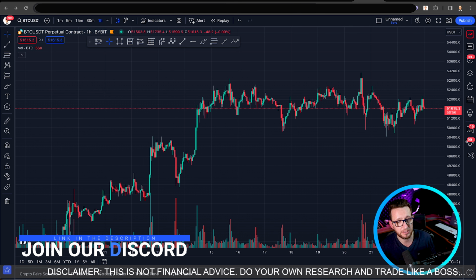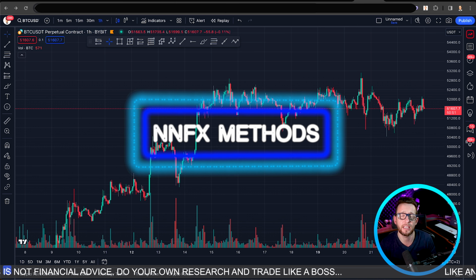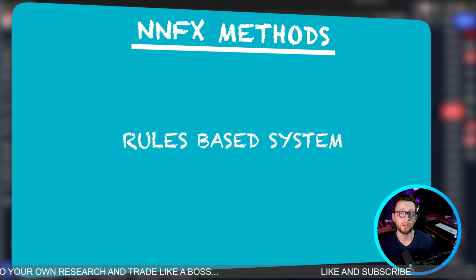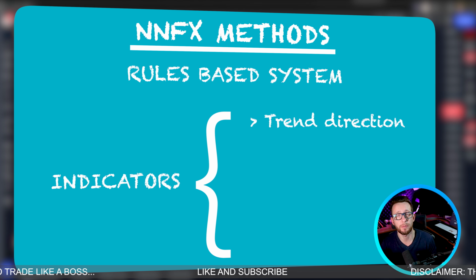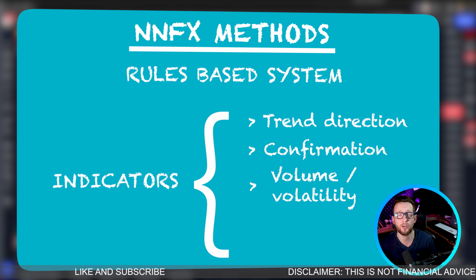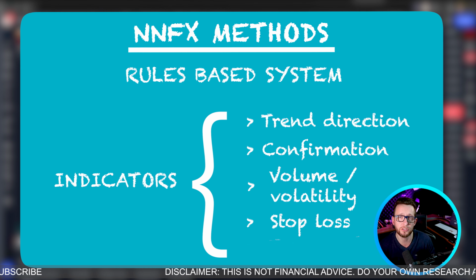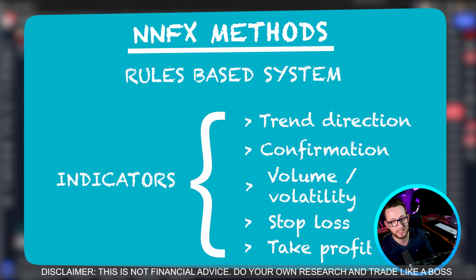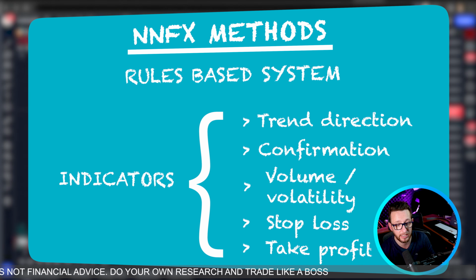Okay, so I'm going to start adding the indicators. We're going to be using the NNFX methods here today. As always, these methods are a rules-based system where we take one indicator for trend direction. We then add to the mix a couple of confirmation indicators, and then we add a volume or a volatility indicator as well. We also use indicators to set our stop losses and take profits. Okay, so we're all about rules, all about being able to make this automated so you can trade this with bots if you wish, or just get the alerts when they're in and take an ordinary trade.